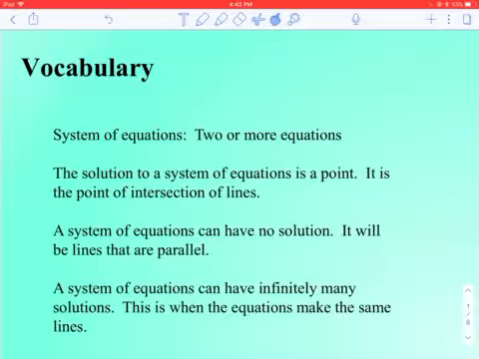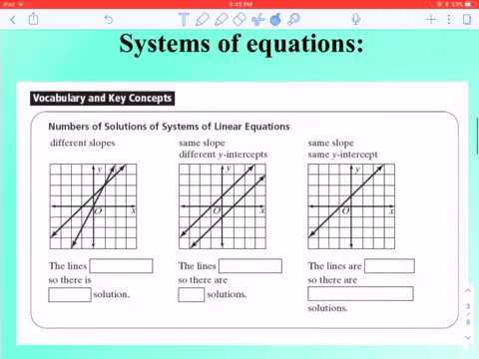And then when you have a system of equations, you can have no solution. This is going to be two lines that are parallel. We can also have what's called infinitely many solutions. That means that the two equations are actually the same line, so all of those points on the line are going to be solutions to those equations.